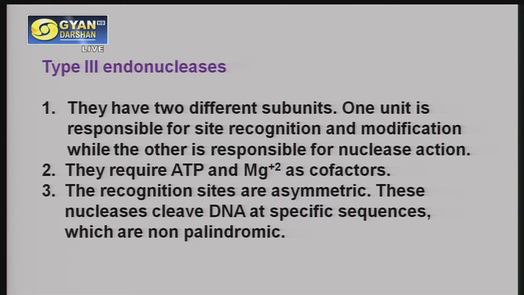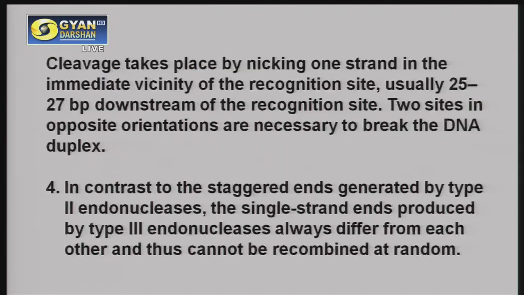Recognition sites are asymmetric. These nucleases cleave DNA at specific sequences which are non-palindromic. So this is the difference with the type 2 restriction endonuclease. Cleavage takes place by nicking one strand in the immediate vicinity of the recognition site, usually 25 to 27 base pair downstream of the recognition site. In contrast to the staggered ends, the single strand ends produced by type 3 always differ from each other and thus cannot be recombined at random. So here you don't have the staggered ends, you have the single stranded ends.